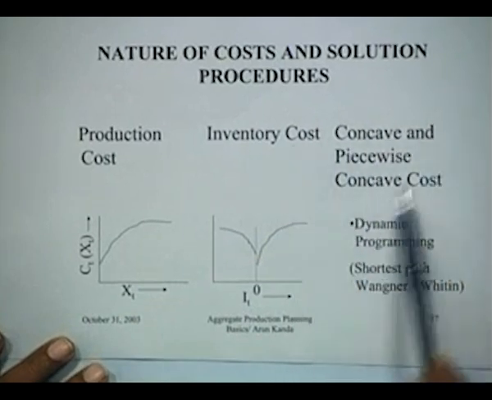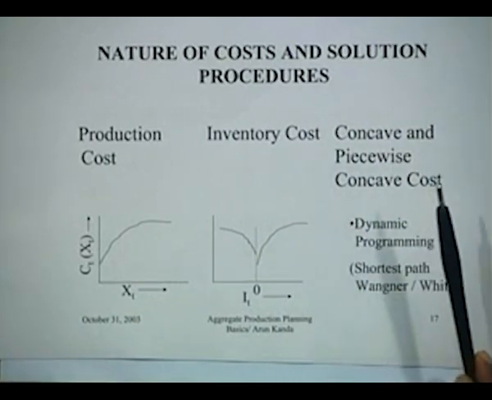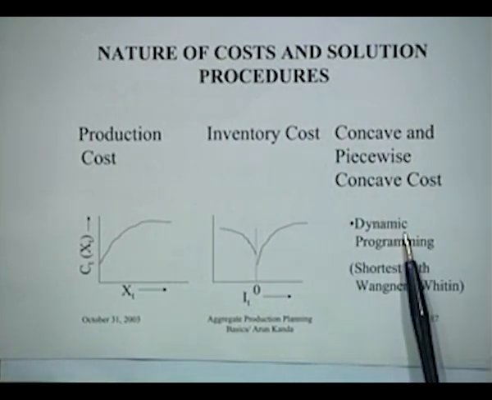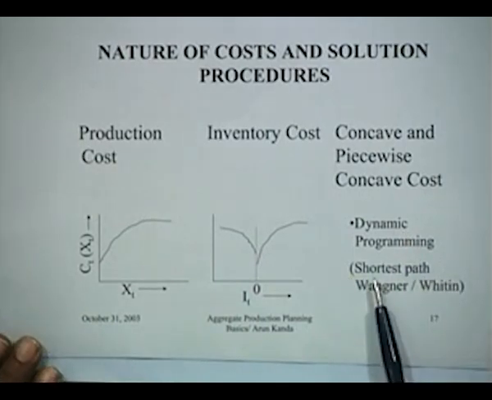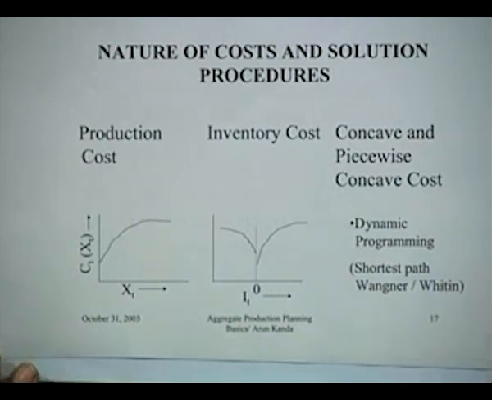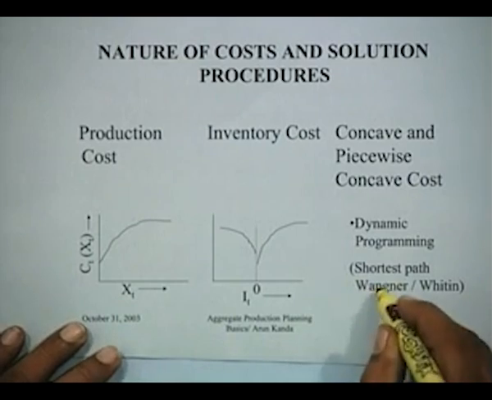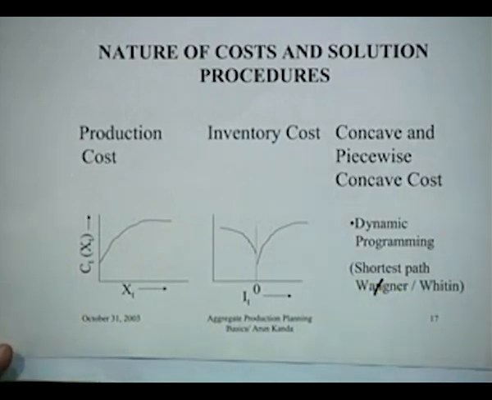And for concave and piecewise concave costs, we can use dynamic programming for determining a solution, or we can use a network flow solution which is based on the shortest path in a network developed by Wagner and Whitin. In fact, it's Wagner and Whitin, right?